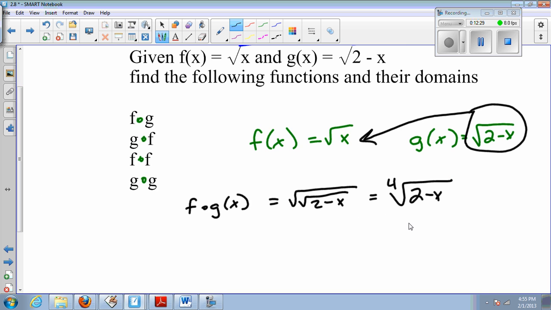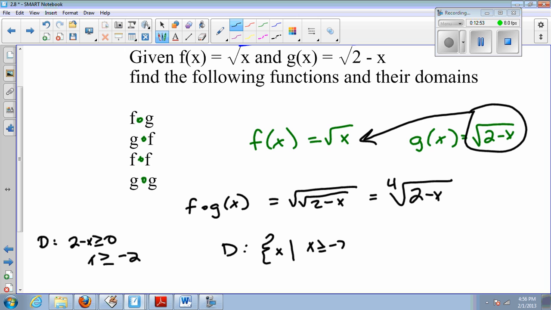Our domain is where this exists, so that means our domain exists where 2 minus x is greater than or equal to 0, so x is less than or equal to 2. So we would write domain exists where x is less than or equal to 2.